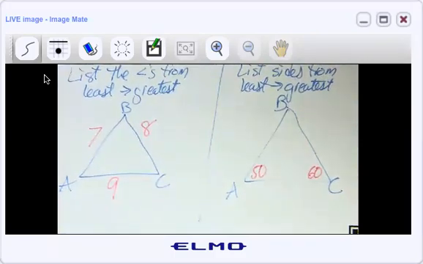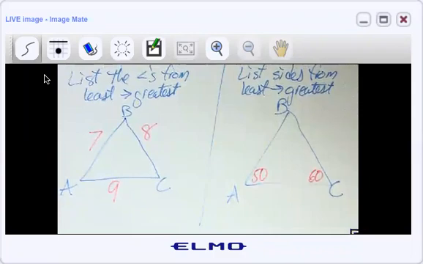I want you to do these out. So the first one, you're finding the angles from least to greatest, and the second one, you're doing the sides. So take a minute, everybody. Get your answer for both of these. I may be calling on you at random in just a second. If you want to send me your answer, feel free to do that.